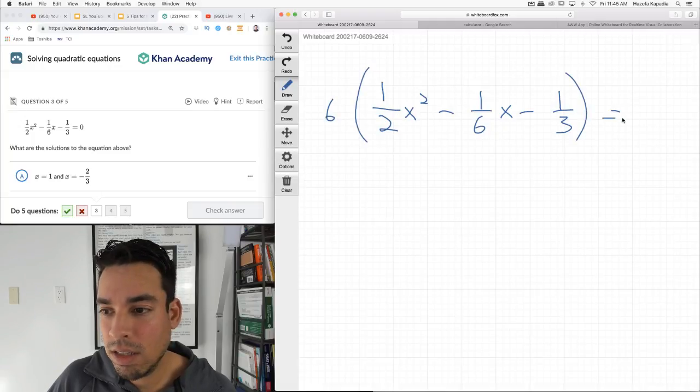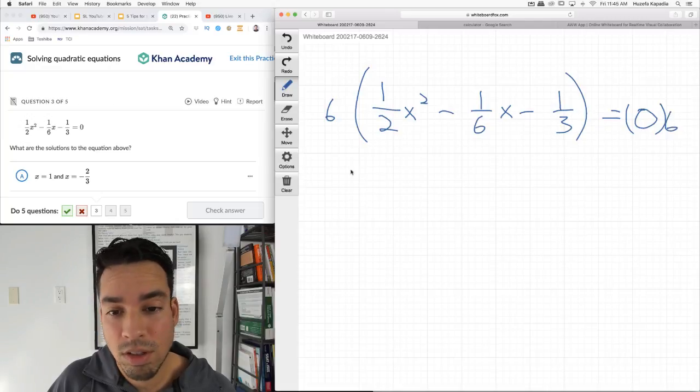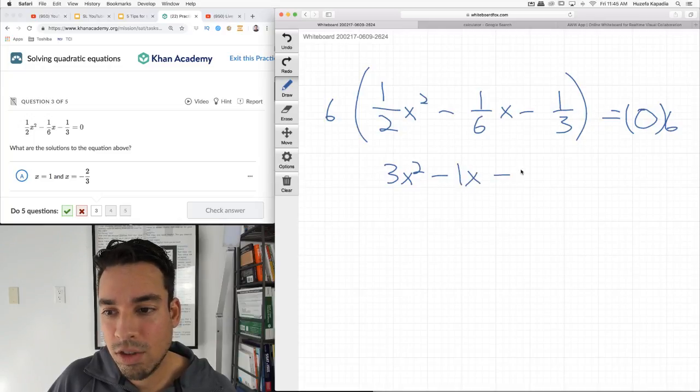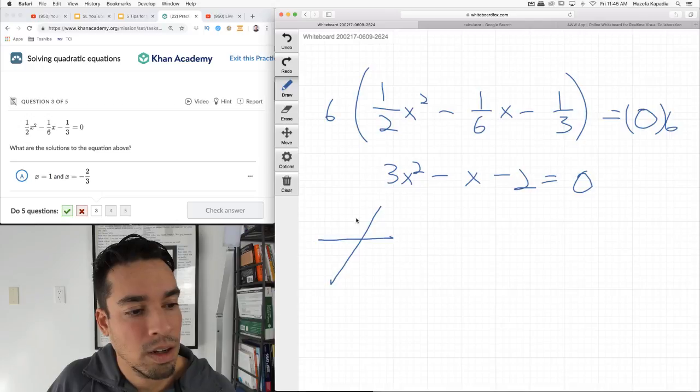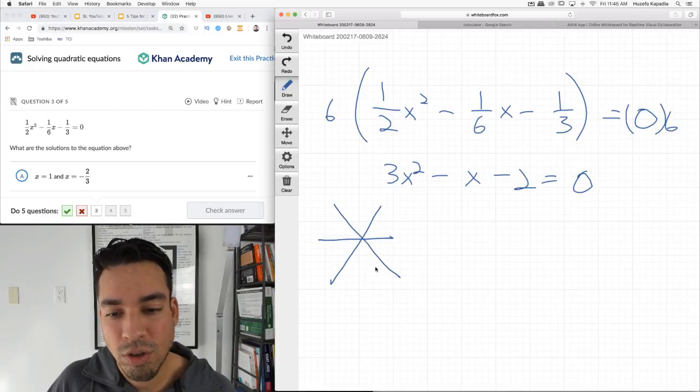And the thing is, this is equal to 0, so I'll multiply this side by 6 too, but 6 times 0 is 0. So 6 times a half is 3x squared minus 6 times 1/6 is 1x minus 2 equals 0. We don't need that 1. Now we can try and factor. Again, we'll use the star method. I assume this is factorable. If not, we'll use the quadratic formula.